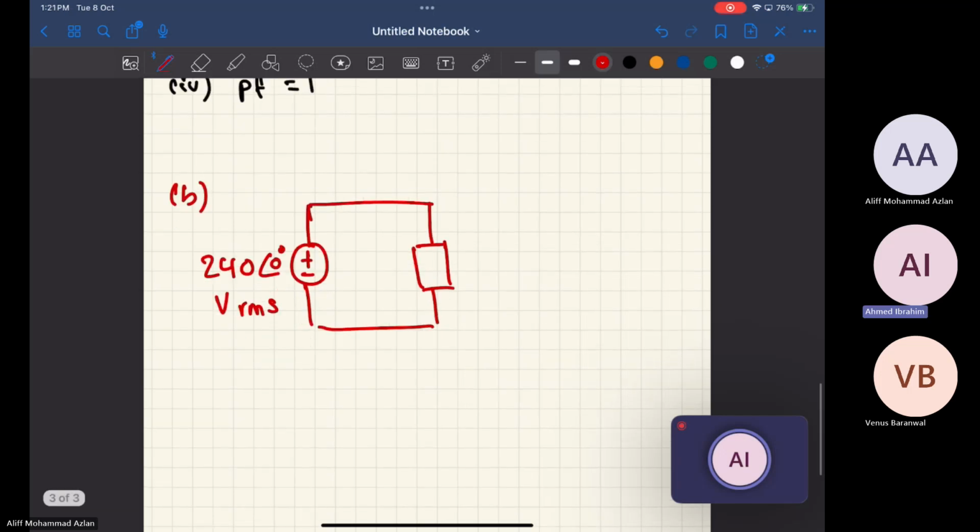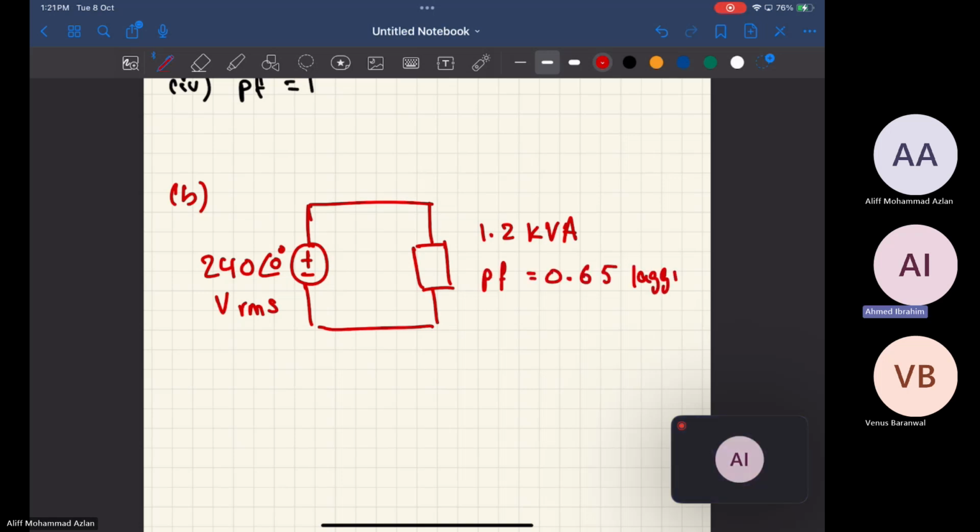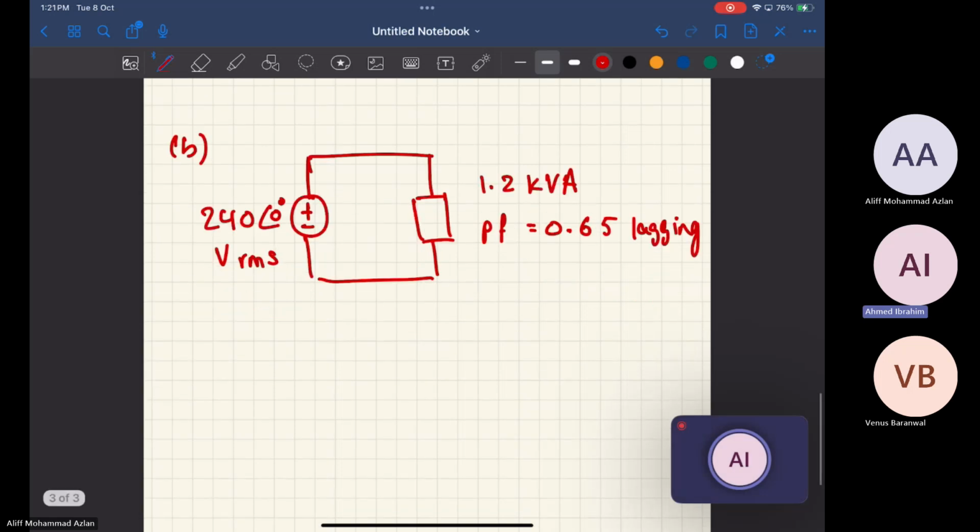So we know it's got 1.2 kilovolt amperes, so that's the apparent power. And we have a power factor, which is 0.65 lagging. The question is asking us to determine the type and value of the circuit element, which when connected in parallel with the load will raise the power factor to 0.95 lagging. So essentially we want to transform this to a 0.95 lagging.